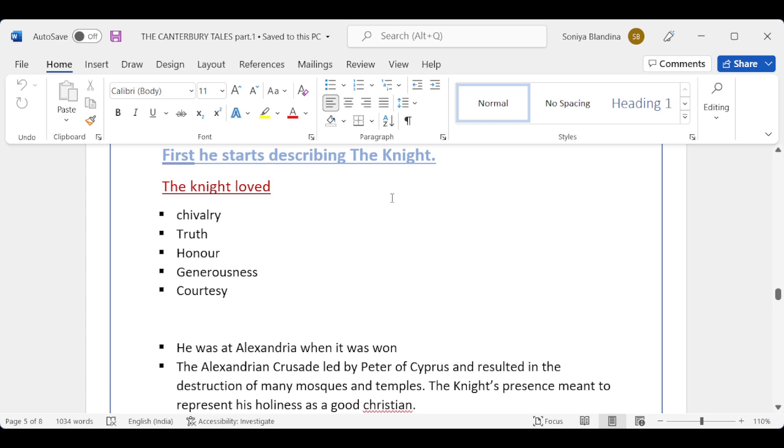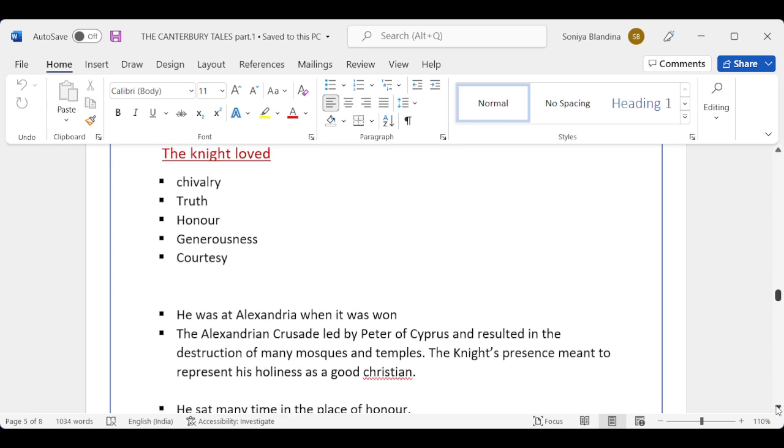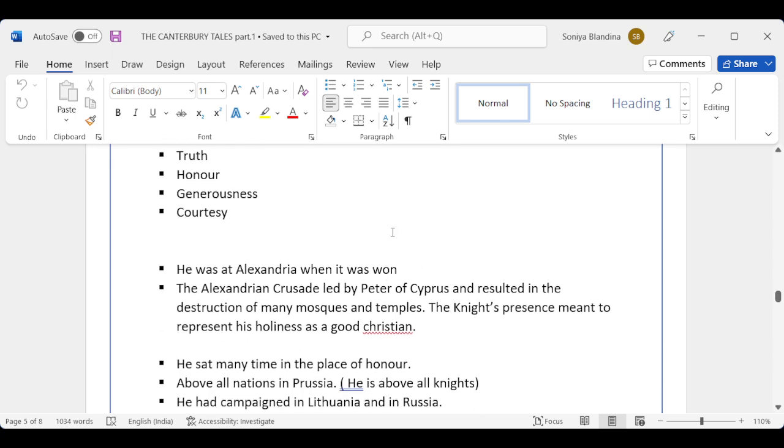He is saying that the knight loved chivalry, truth, honor, generousness, and courtesy. He is a knight, right? So he is participating in many battles. So here it is mentioned that he was at Alexandria when it was won. So this is one battle. When Alexandria was won, he was there. And then, see, the Alexandrian crusade led by Peter of Cyprus.